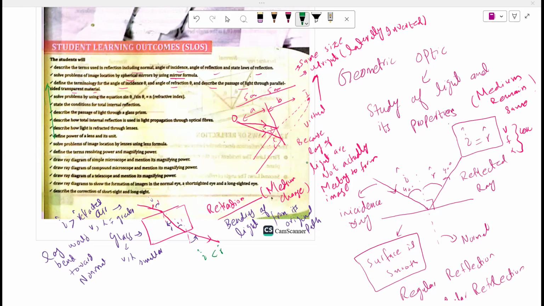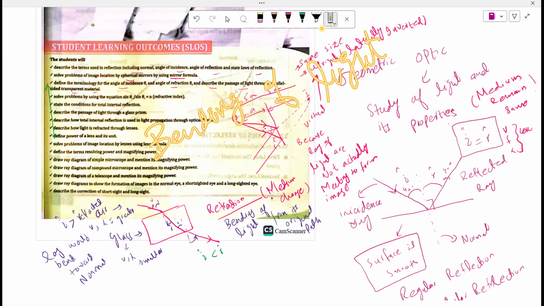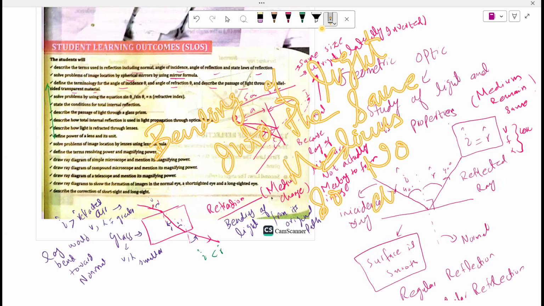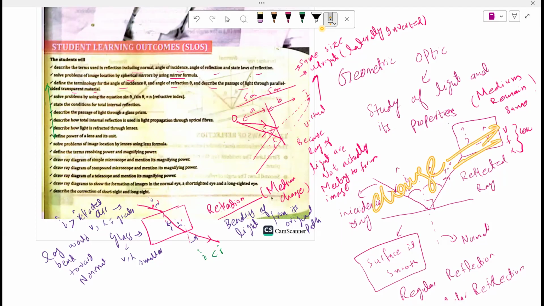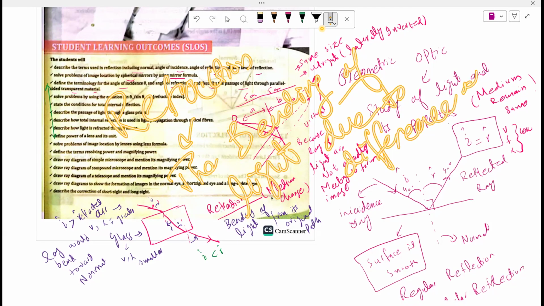What is reflection? How do we define reflection? Bending of light into the same medium. So, no change in velocity, frequency, and wavelength. Whereas, how do we define refraction? Refraction is defined as the bending of light due to difference of medium.